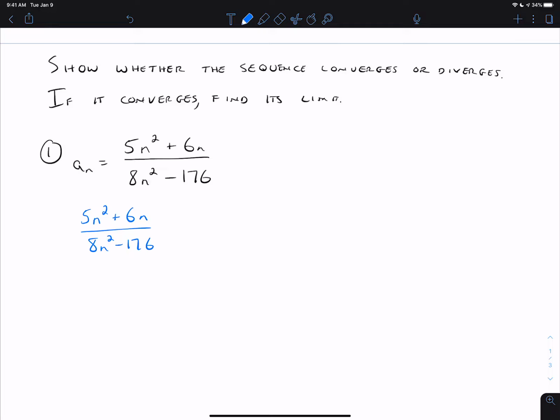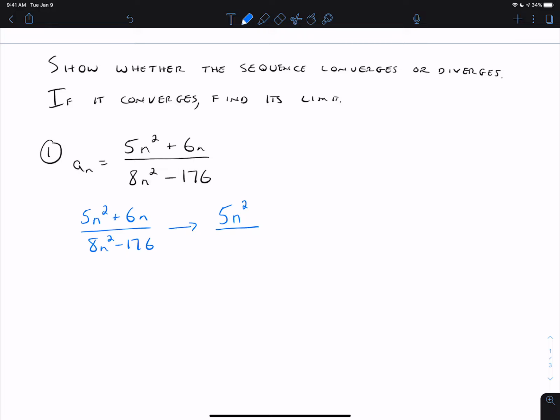It's n to the second and n to the first. On the bottom, they're both power functions as well. It's n to the second and n to the 0. When you're comparing power functions, it's easy to determine which one is larger. So as n goes to infinity, 5n squared is so much bigger than 6n that 6n does not affect the limit as n goes to infinity. Same thing in the denominator, 8n squared is so much larger than 176 that 176 doesn't affect this.